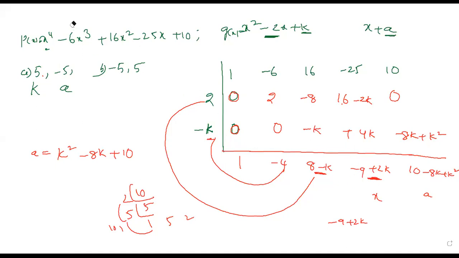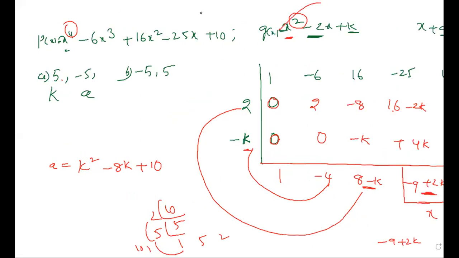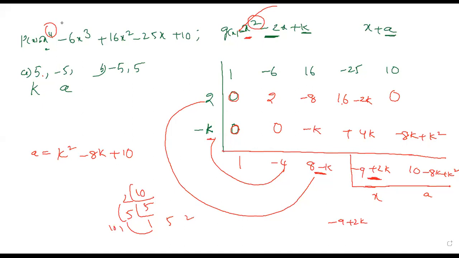When you are dividing directly with a quadratic polynomial, we have to take the last two as our remainders. Last two are our remainder because this is x power 4 and the divisor is x square. 4 by 2 means you will get a quadratic polynomial. So this is the x term and this is the constant term.